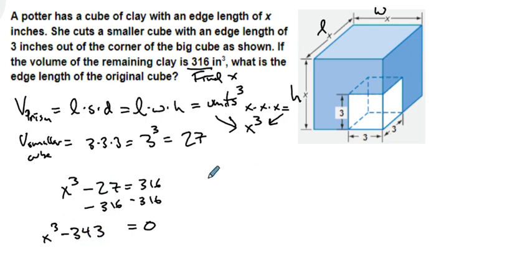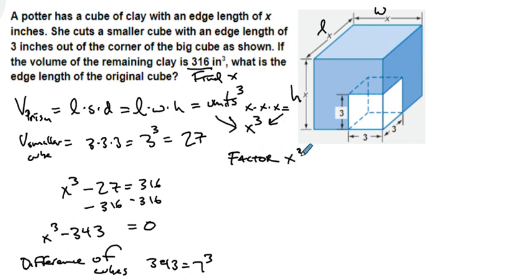Now, hopefully you recognize that this is a difference of cubes, because 343 happens to be 7 cubed. This is why you need to know some of your cube numbers, so you can recognize these special cases when we get them. All right, so what we're going to do now is factor x cubed minus 343. So if it's a difference of cubes, that means we're going to take the cube root of x cubed.